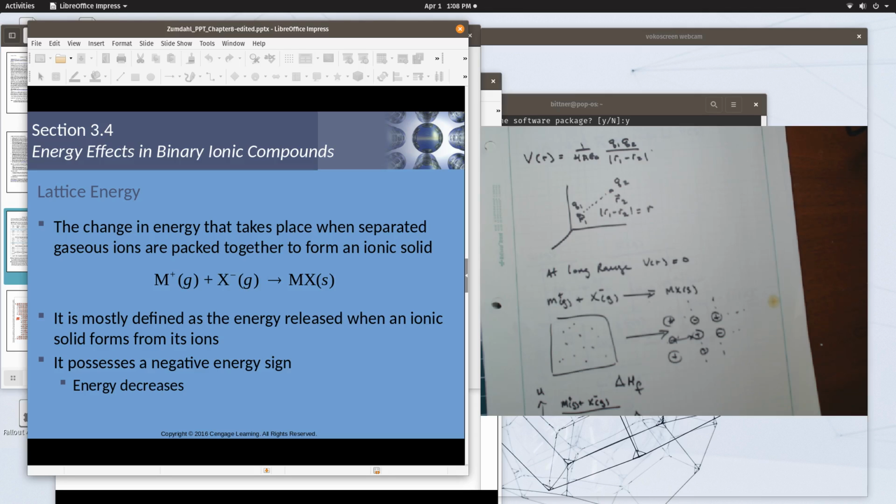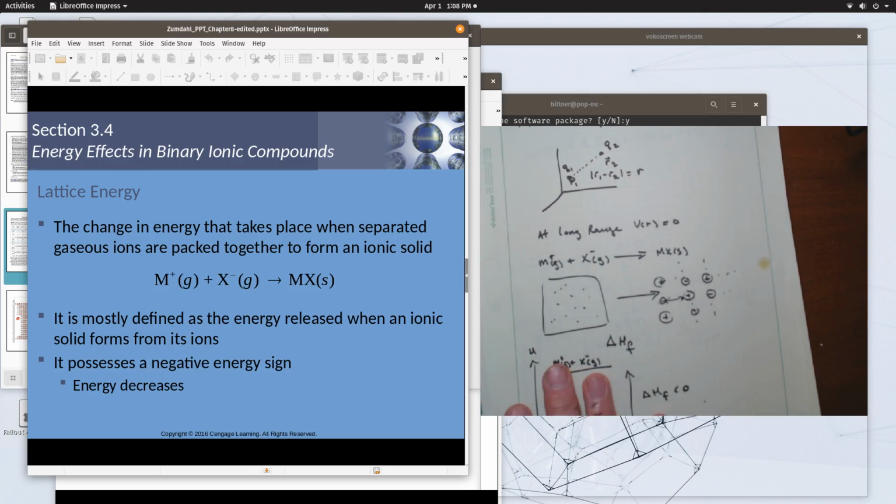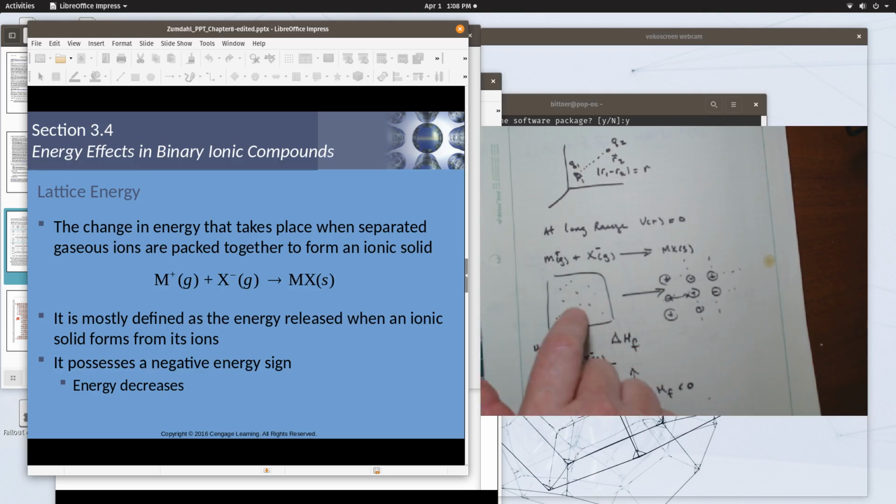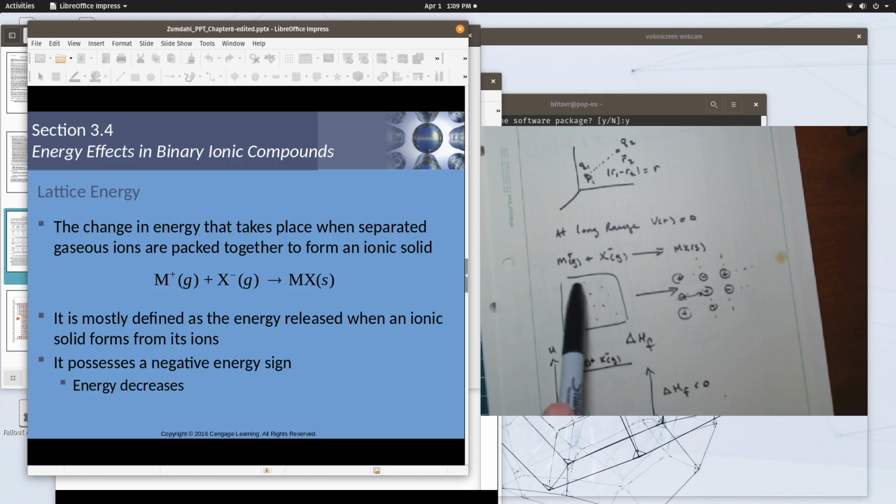It's always a negative, because typically if something forms, you've lowered the energy of that system. In a sketch here, you can imagine I have a bunch of positive and negative ions floating around in a gas, and then you lower the energy. The system lowers its energy by going to this much more highly ordered state.